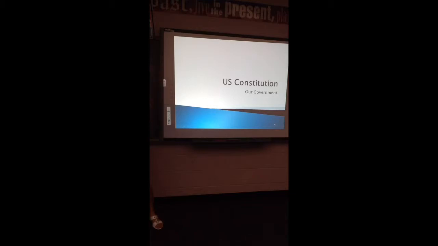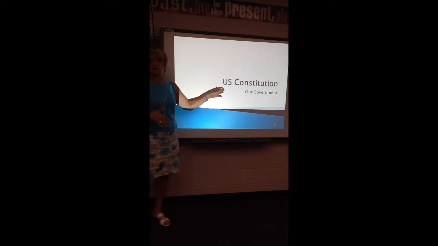They kind of redid the whole government, and they created our United States Constitution. This is the outline that says how our government is going to be set up, that we are under the authority of the U.S. Constitution today.